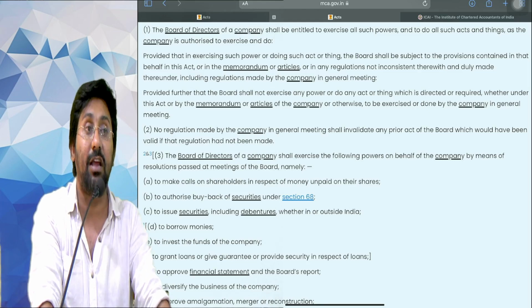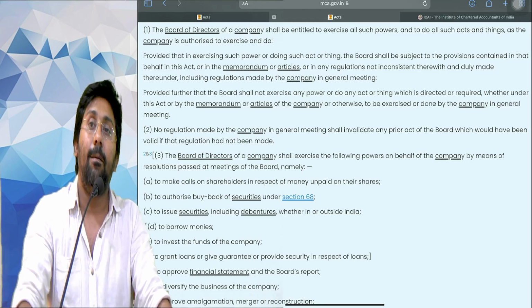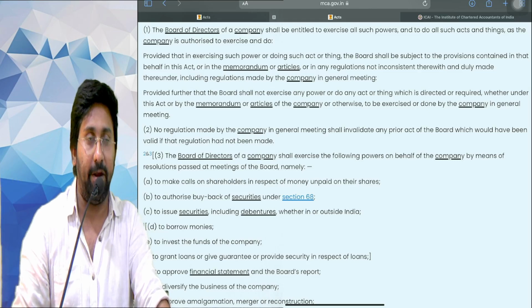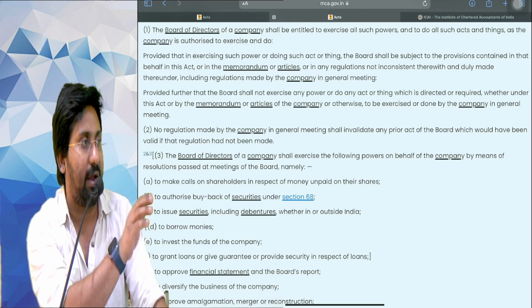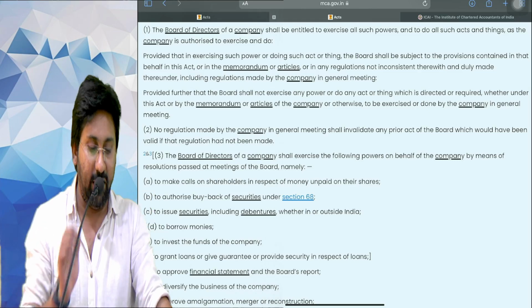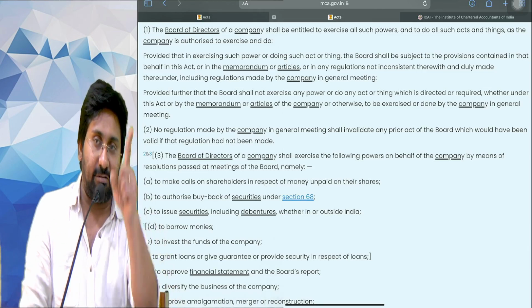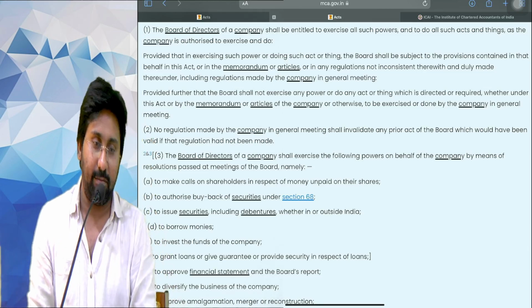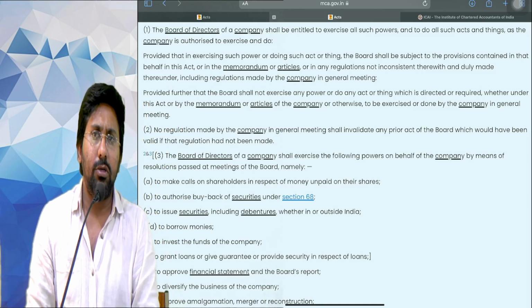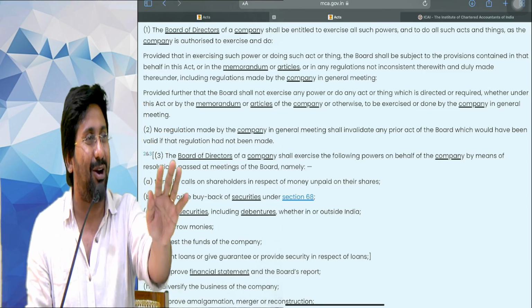Who has power, who has a link with the company? The board of directors will have a link with the company. Now tell me, what the board can do is whatever the company can do, right? Read now. The board of directors means one director, all directors. What they can do? Shall be entitled to, and whatever the company can do.